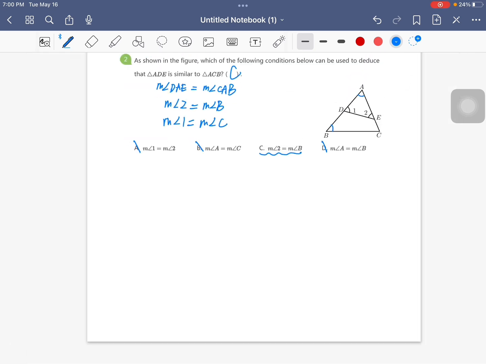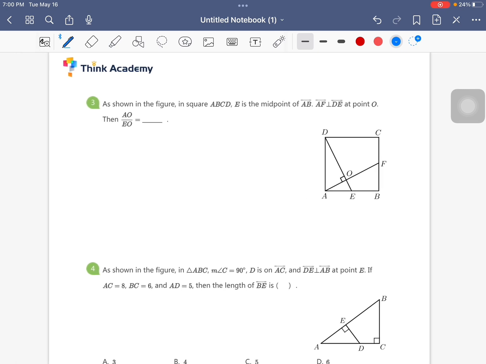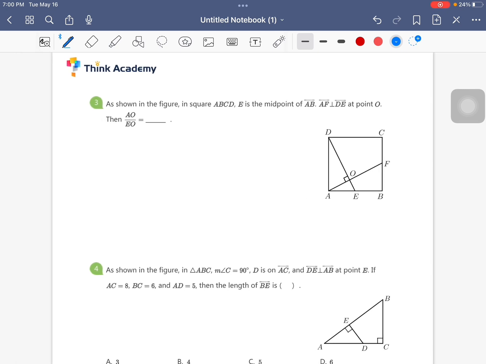Let's see the 3rd question. We have square ABCD, and E is the midpoint of AB, which means that AE equals EB. We also have AF perpendicular to DE at point O. Now we need to get AO over EO.